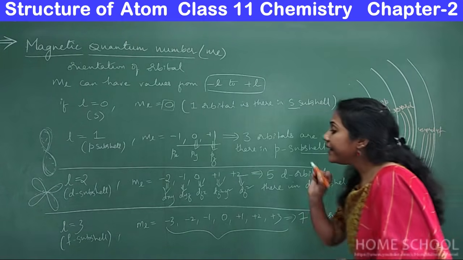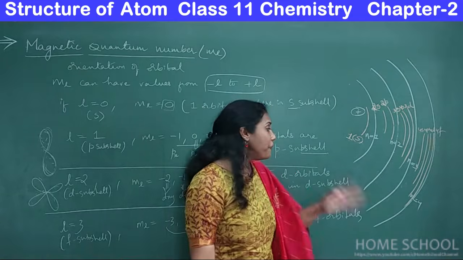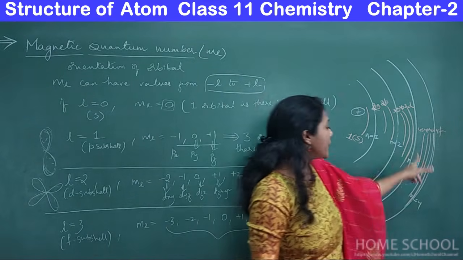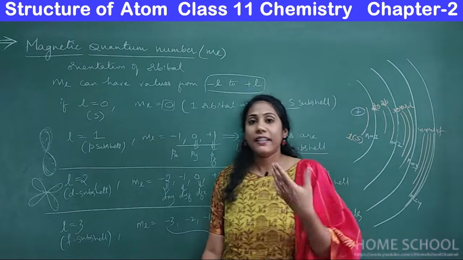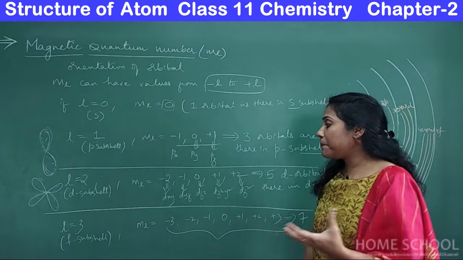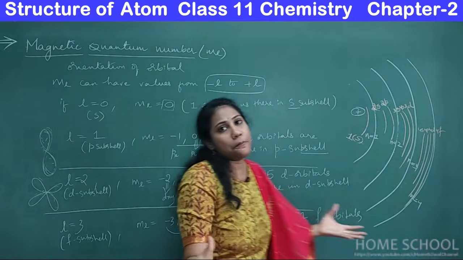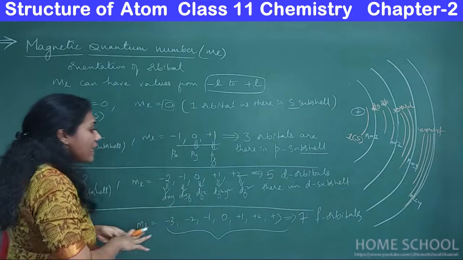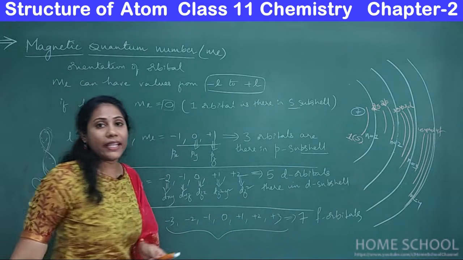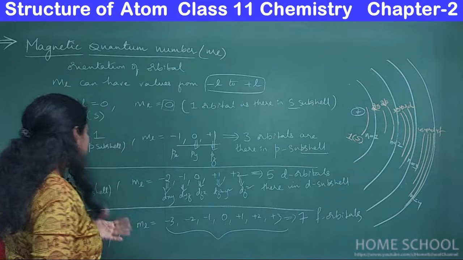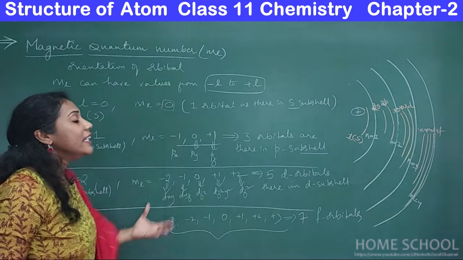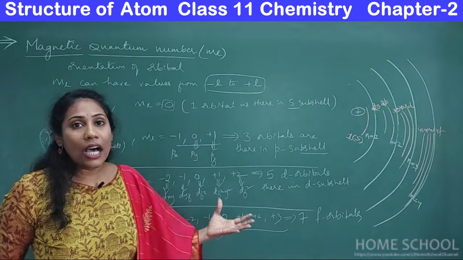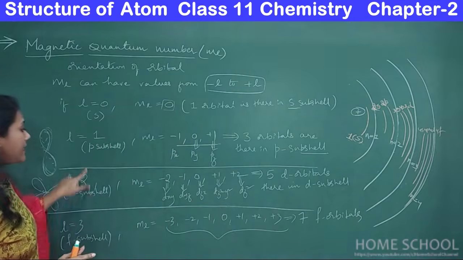Okay, so the F subshell always starts from the fourth shell onwards, right? So this F subshell is quite a big subshell. It can have how many orbitals? 7 orbitals you can have. Okay, so this is how we can identify the number of orbitals present in every subshell.